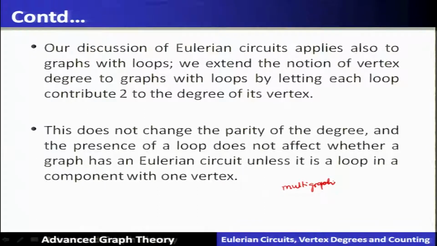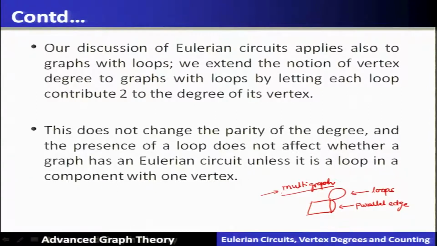So, what is a multigraph? A graph which has parallel edges, like this, or which contains loops, is called a multigraph. Whereas in a regular or simple graph, parallel edges and loops are not there. In Eulerian circuits, we will assume that the graph is given as a multigraph.